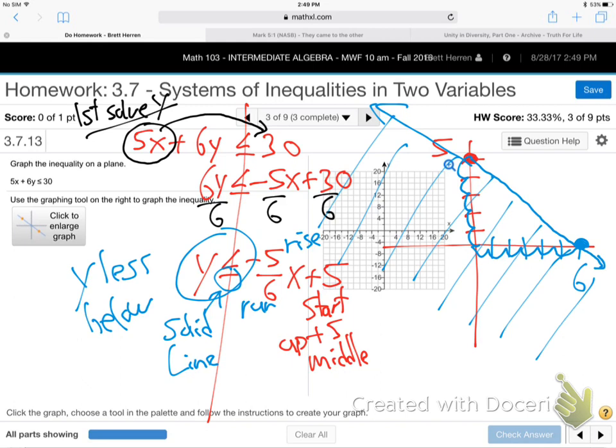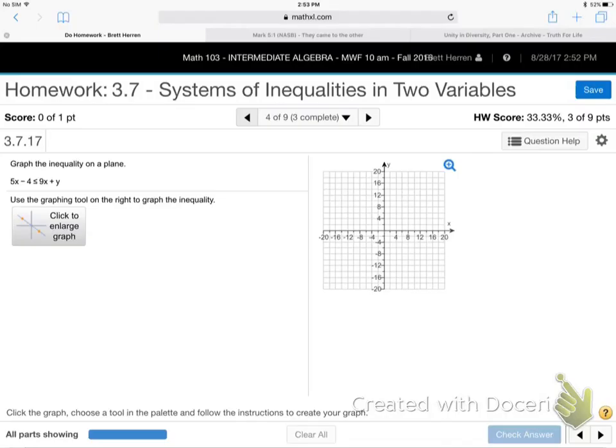Good? Easy stuff, right? You know 90% of that already. Just the shading and the solid or dotted that's new. Now, you might have learned another way where you plug in 0, 0 and check it. That works fine, too. It's another good way. It's nice there's only a few problems in this section.